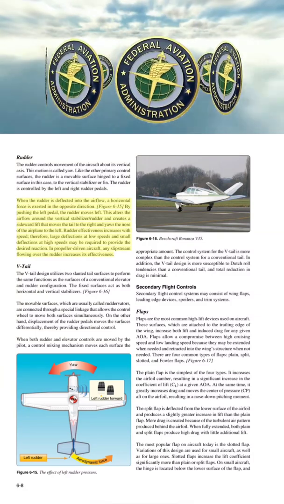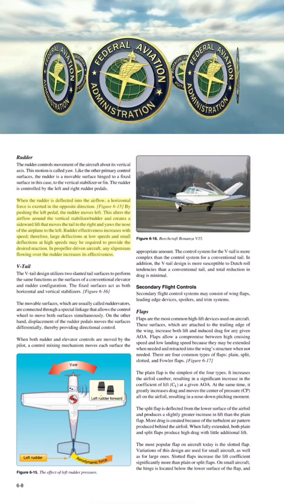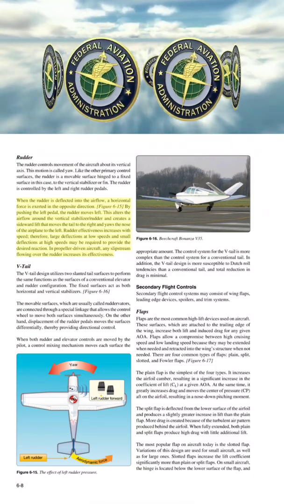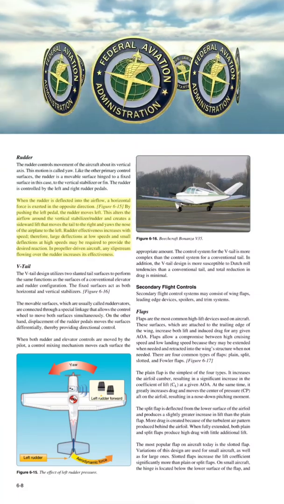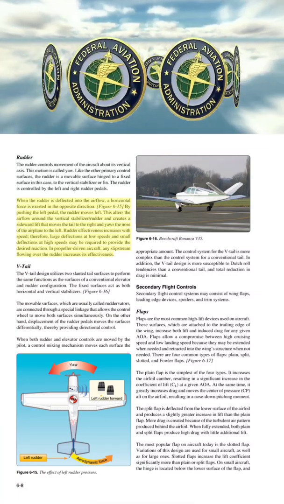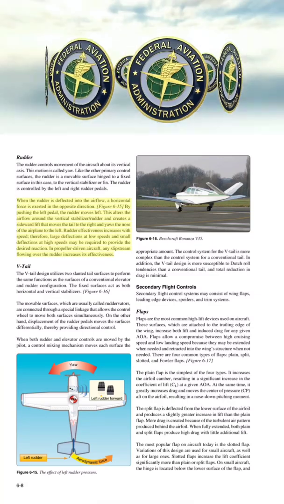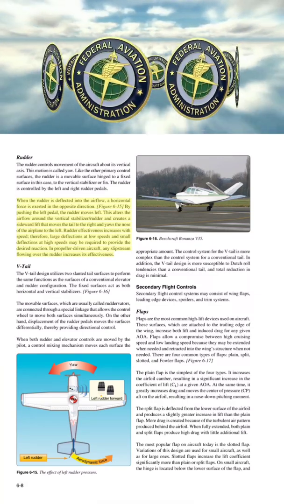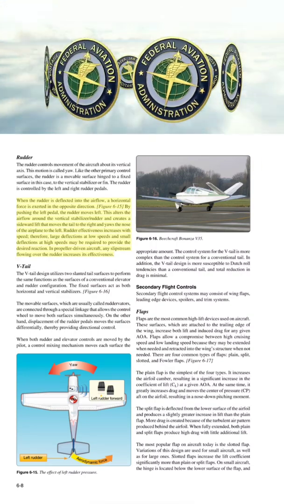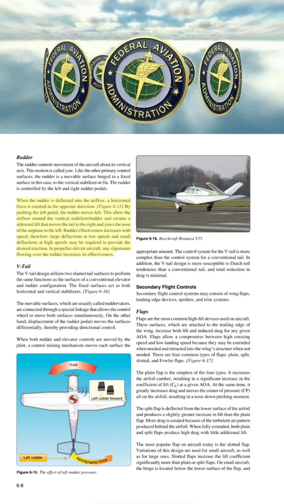Figure 6-15. By pushing the left pedal, the rudder moves left. This alters the airflow around the vertical stabilizer/rudder and creates a sideward lift that moves the tail to the right and yaws the nose of the airplane to the left. Rudder effectiveness increases with speed; therefore, large deflections at low speeds and small deflections at high speeds may be required to provide the desired reaction. In propeller-driven aircraft, any slipstream flowing over the rudder increases its effectiveness.